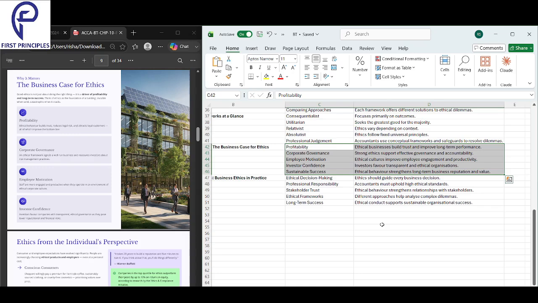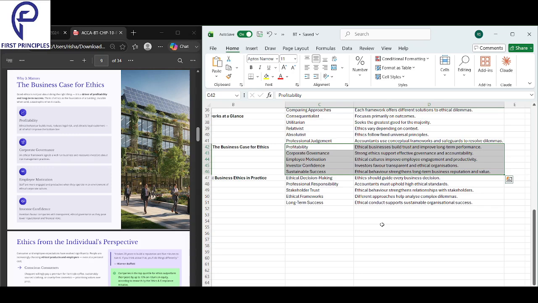Profitability, ethical businesses should build trust and improve long-term performance. What should ethical businesses do? They should build trust and improve long-term performance.